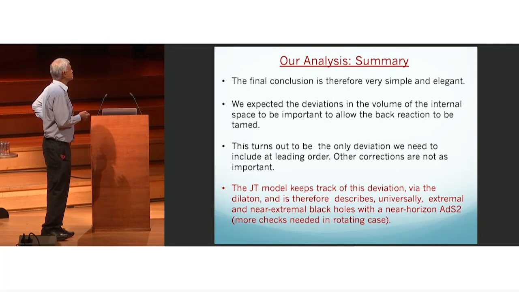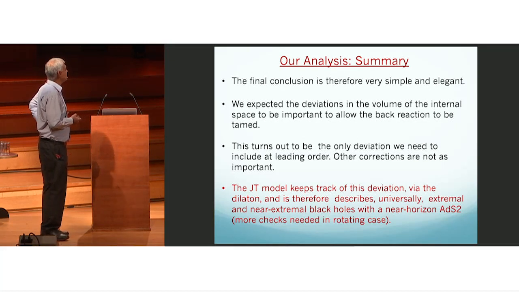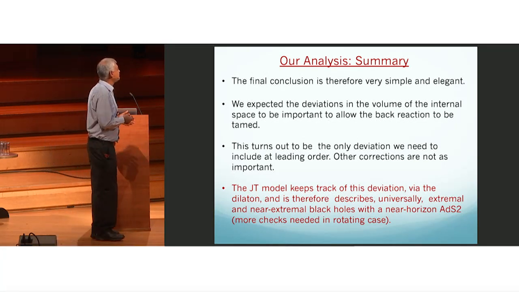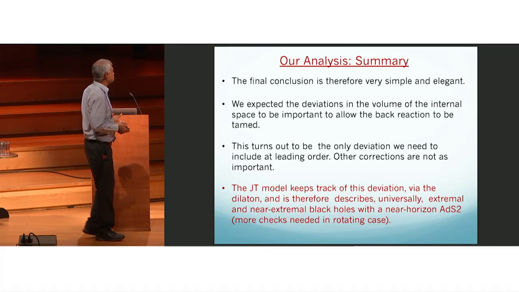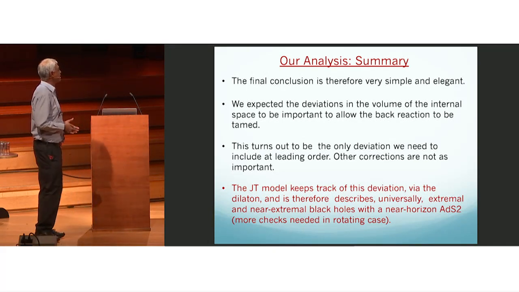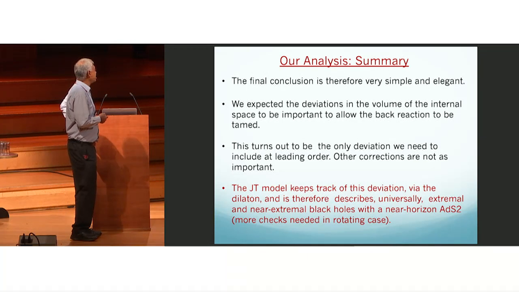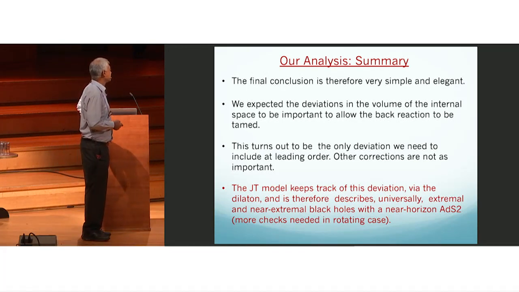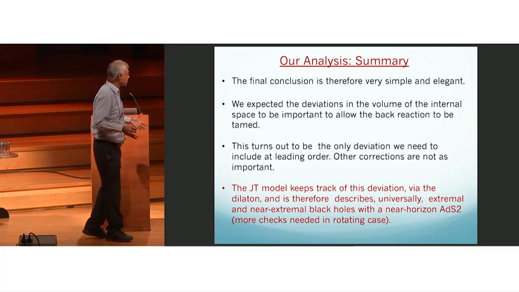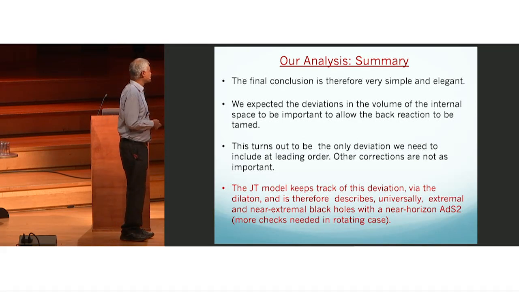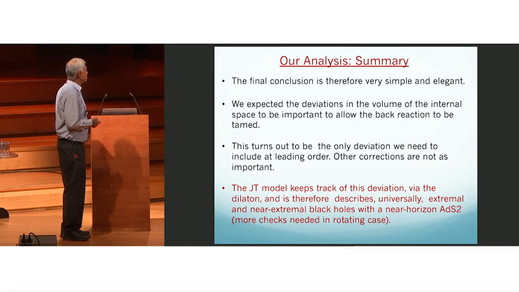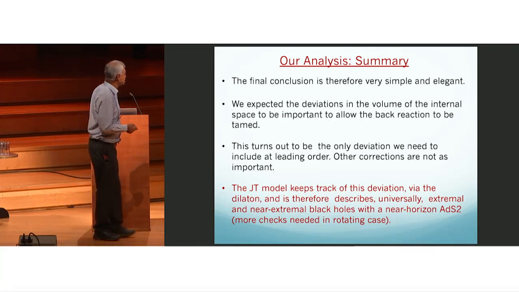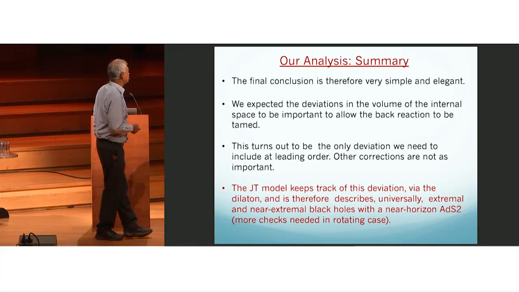So the final conclusion is therefore really very simple and elegant. On physics grounds, we expected the deviations in the volume of the internal space to be important to allow the back reaction to be tamed. And in fact, this turns out to be the only deviation we really need to include to leading order. Other corrections are not as important. And the JT model, of course, keeps track of this deviation via the dilaton, and it therefore describes universally extremal and near-extremal black holes with a near-horizon AdS2 at low temperatures and low frequencies.